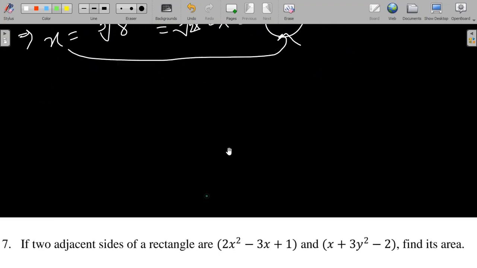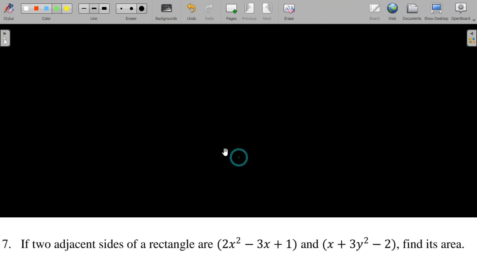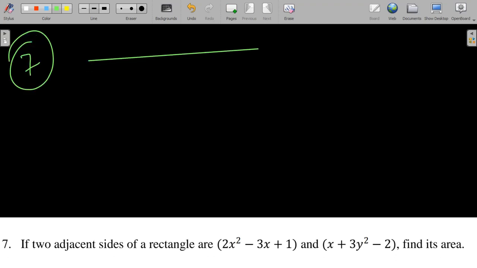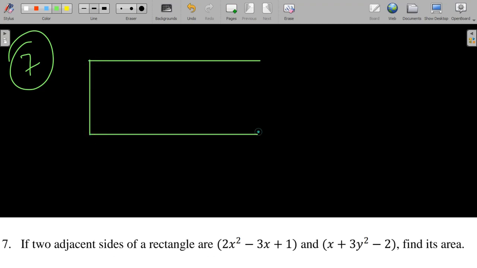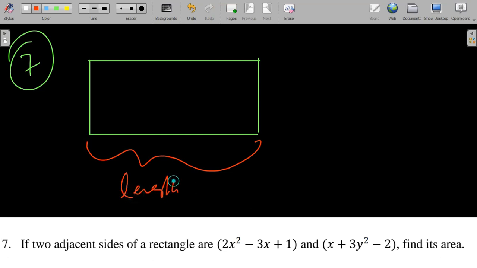In the next sum, it has been told that two adjacent sides of a rectangle are given. So let us proceed like this and visualize the thing. First of all, let us try to draw a rectangle, as told in the question paper. What we know is this is called the length, and this one is called the breadth.